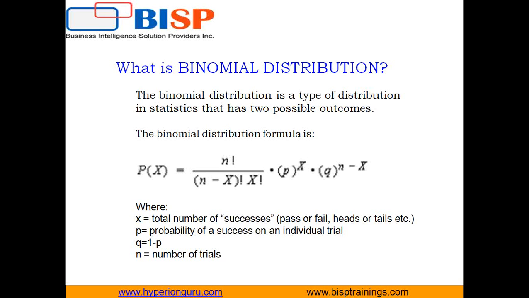The actual binomial mathematical calculation is done with this formula: P(x) equals factorial of n divided by factorial of n minus x into x factorial, which we can say is the combination nCx, multiplied by p to the power x into q to the power n minus x. Here x is the total number of successes, that is pass or fail, heads or tails. p is the probability of a success on an individual trial, q means 1 minus p, and n is the number of trials.